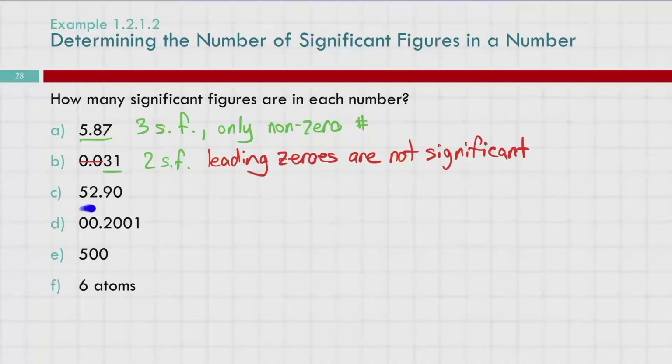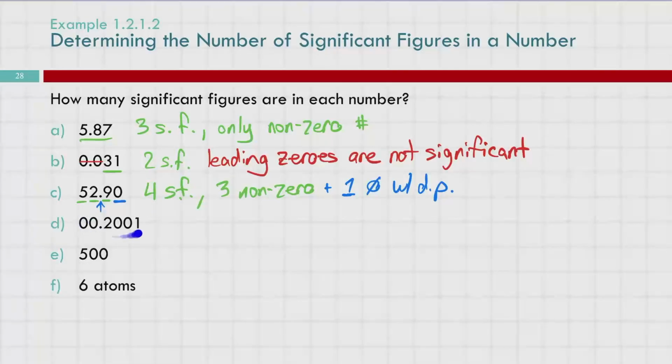Okay, next one, 52.90. This one's going to be 4. We've got 3 significant figures from non-zero numbers, and we've also got a trailing zero with a written decimal place. So 3 non-zero plus 1 zero after with a decimal place. Write that as confusingly as possible.